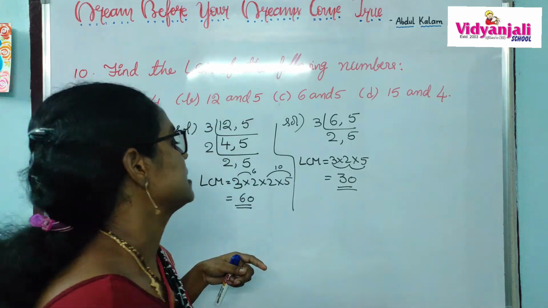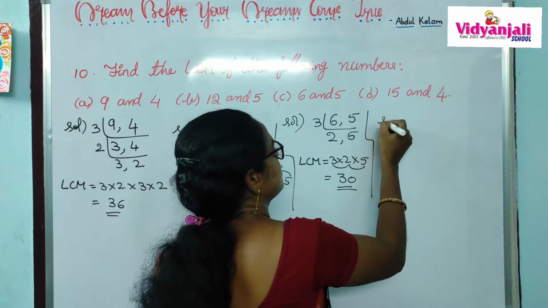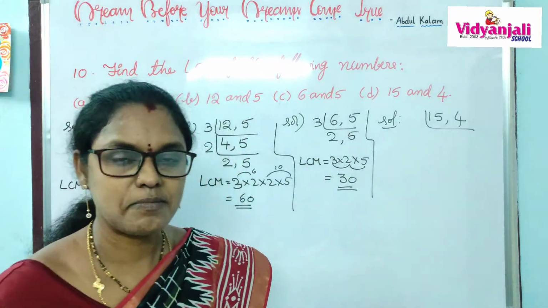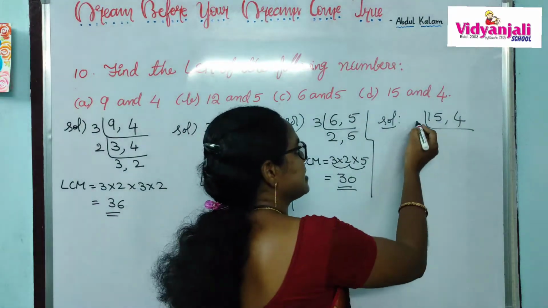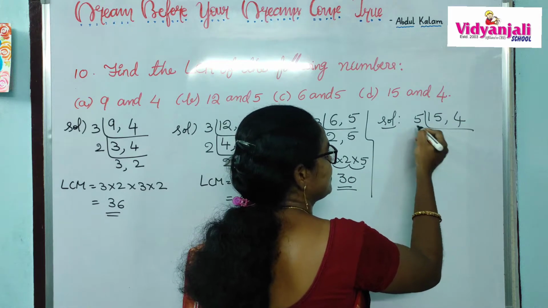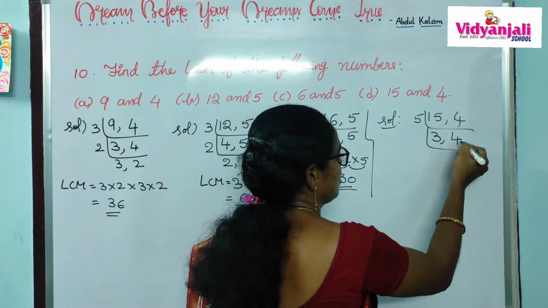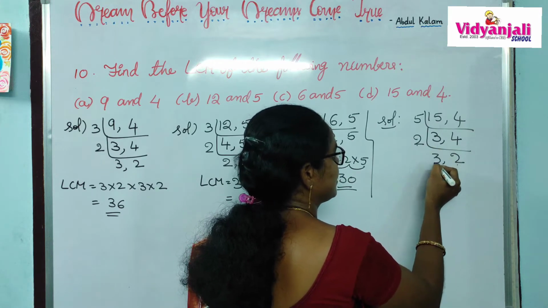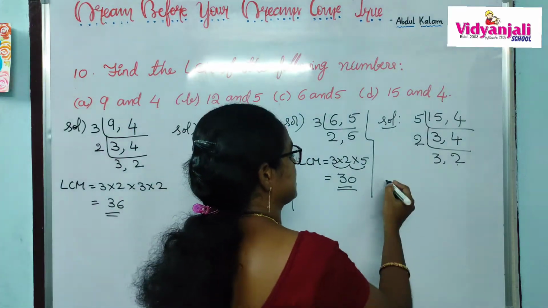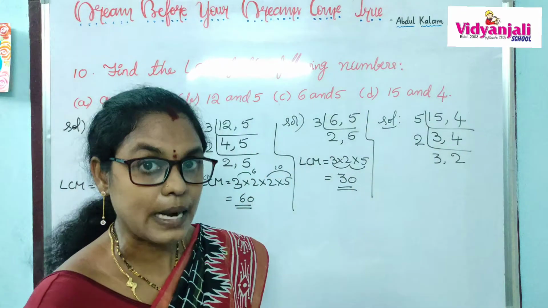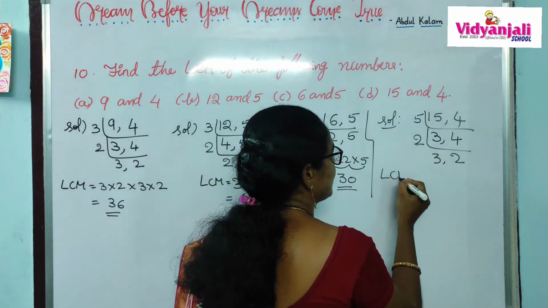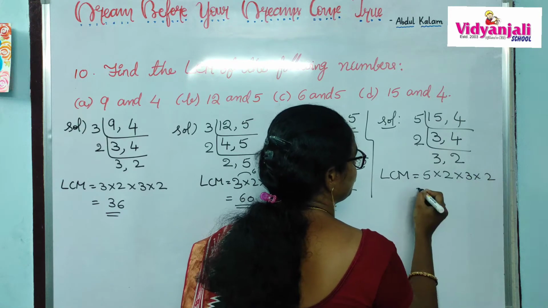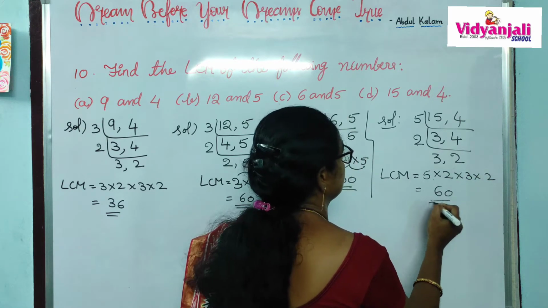Okay. Next. The last one. 15 and 4. In which table do we get both the numbers? They won't, right? Now let's take separately. In 5 table, 5 3s are 15. In 5 table, we won't get 4. Now think about 4. 4 comes in 2 table. 2 2s are 4. In 2 table anyway, 3 won't be there. So, we will write 3 as it is. So, here 2 and 3 are again prime numbers. So, we can stop. So, what is the LCM here? 5 into 2 into 3 into 2. 10 6s are 60. Okay.